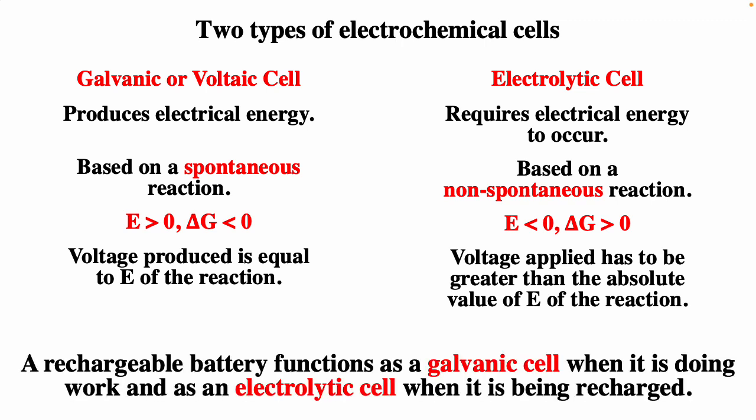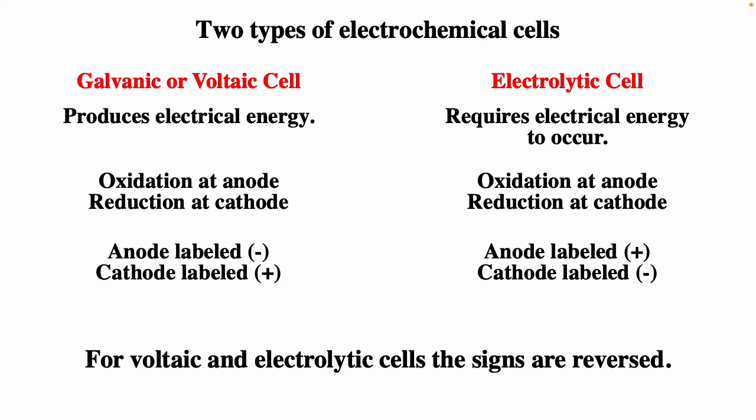Also remember your phone battery. When you're using your phone, it's behaving like a galvanic cell. But when you're charging your phone, it's behaving like an electrolytic cell. And so oxidation always occurs at the anode, reduction always at the cathode.